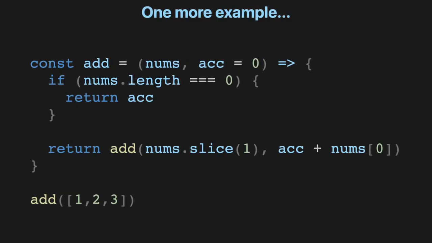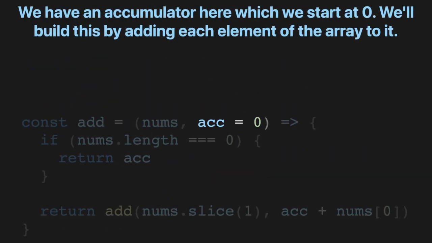So let's look at another example. This is an add function. Obviously, it takes a list of numbers, and we're just going to sum them up. So we have this accumulator here, which we start at 0. And we're going to build onto this by adding each element in the array to it.